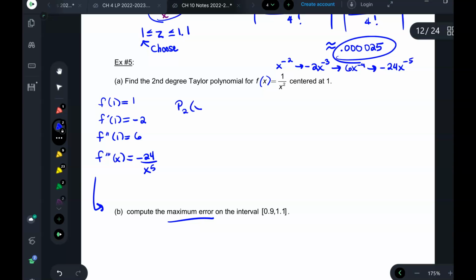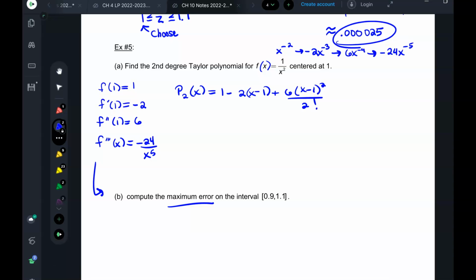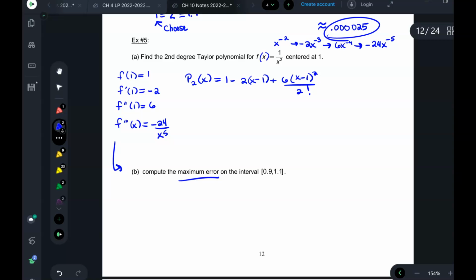Okay, Taylor polynomial. So 1 minus 2 times x minus 1 plus 6 times x minus 1 squared over 2 factorial. And just a second degree, so we're going to stop there. Now I'm not actually approximating anything. This one's going to be phrased a little different.